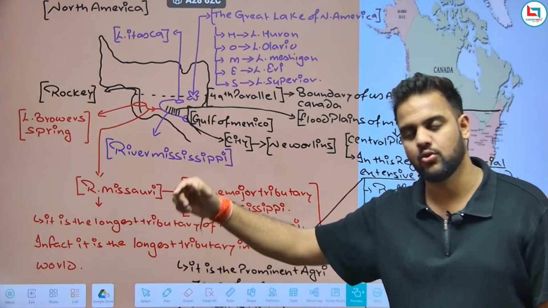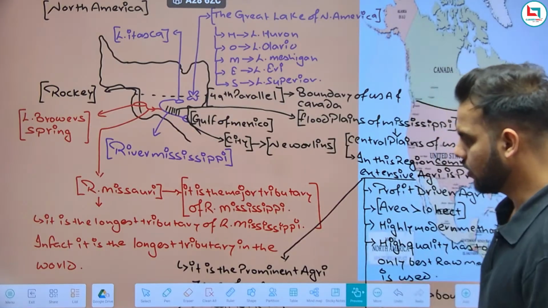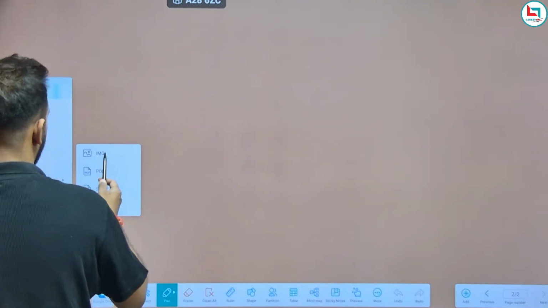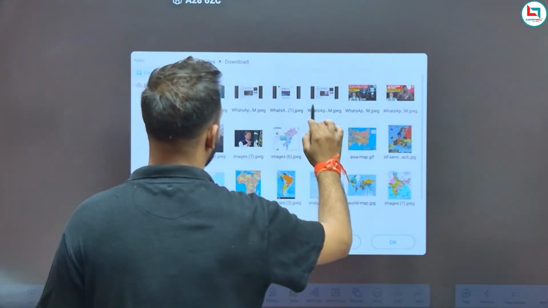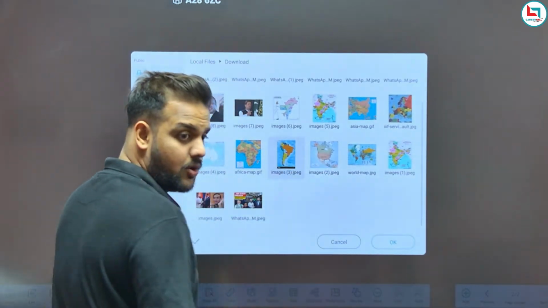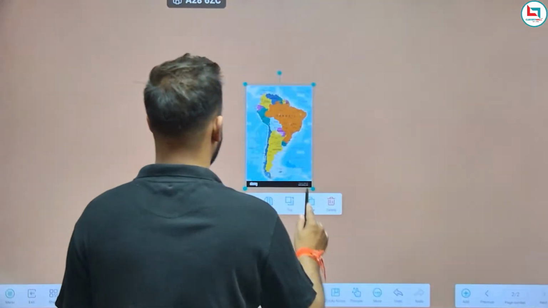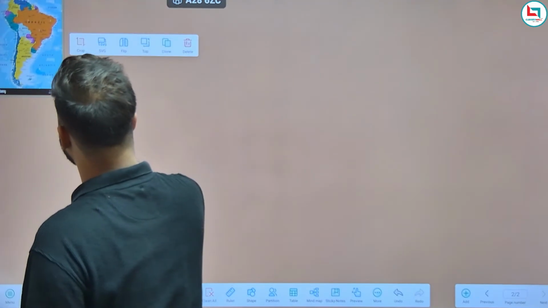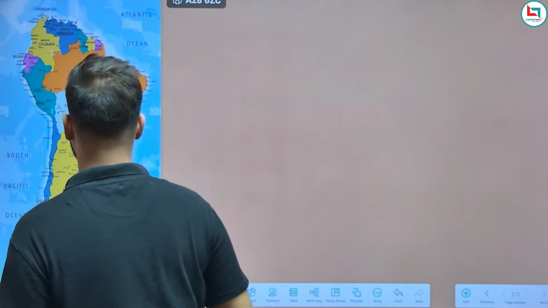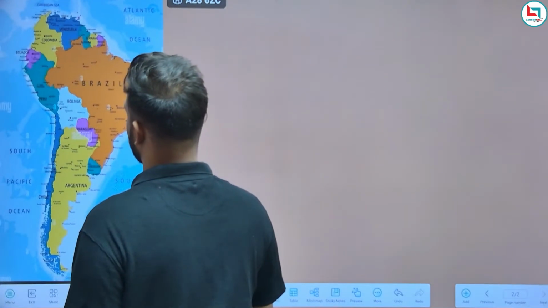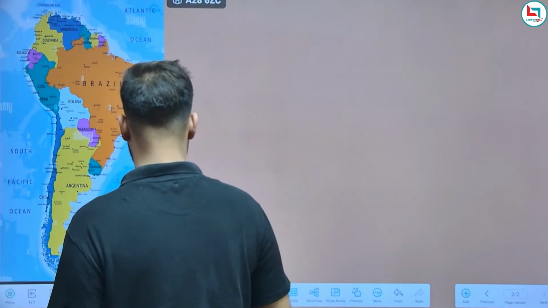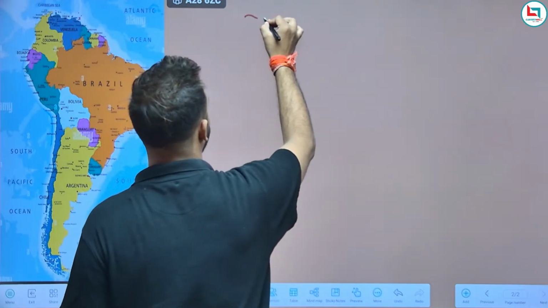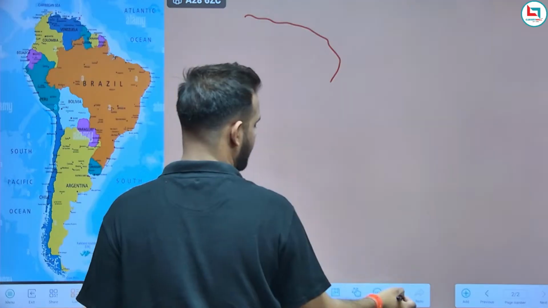Now guys, let's move towards the next continent, and the next continent is South America. I hope my voice is clear to you people. Okay, do let me know in the comment section. Here we have the map of South America. Okay, let me draw the freehand map of South America so that things would be clear to you people.